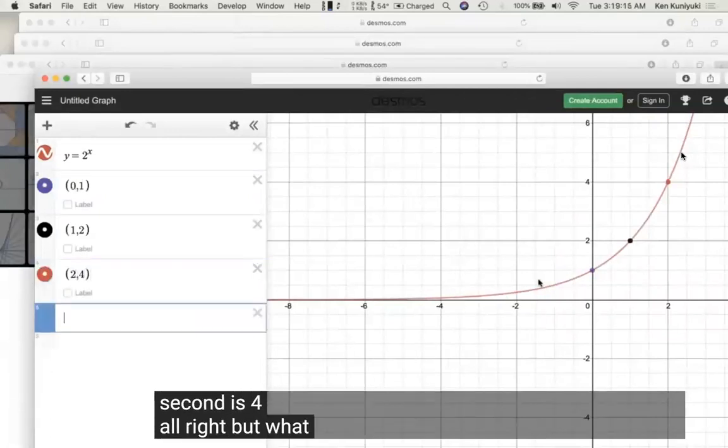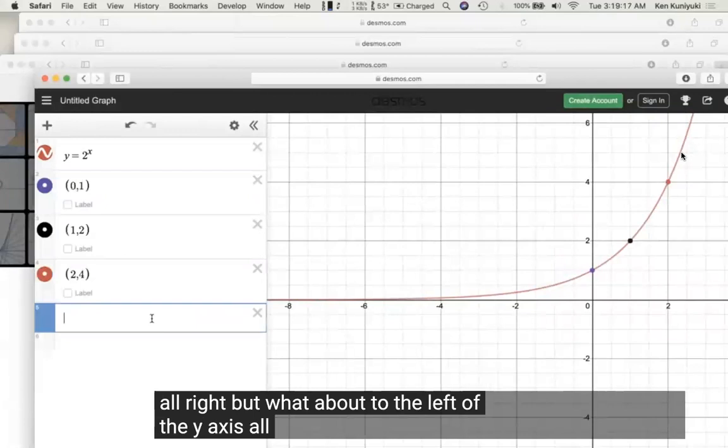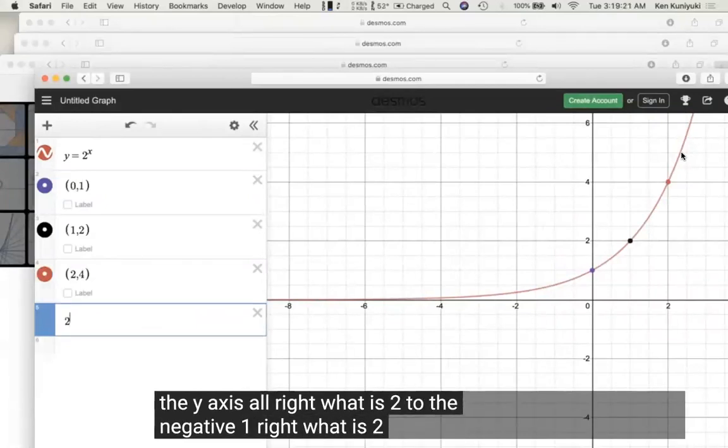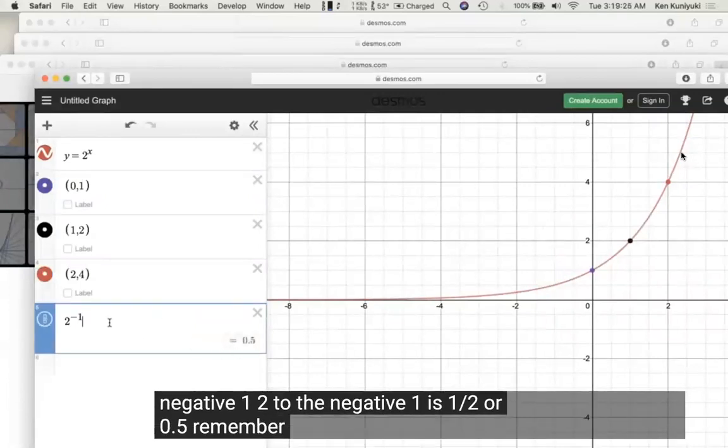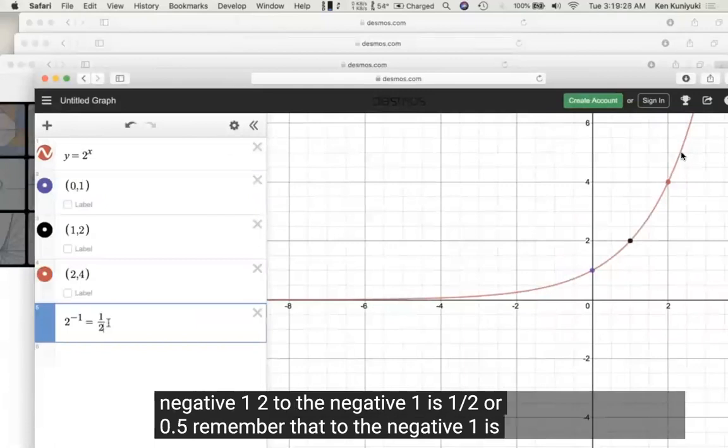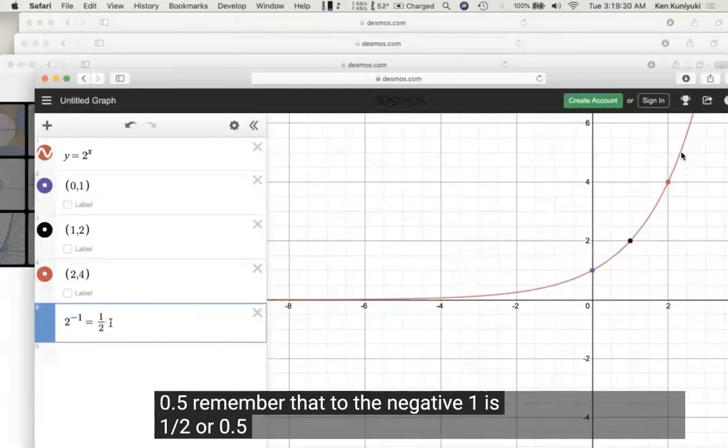But what about to the left of the y-axis? What is 2 to the negative 1? 2 to the negative 1 is 1/2 or 0.5. Remember that? To the negative 1 is 1/2 or 0.5.